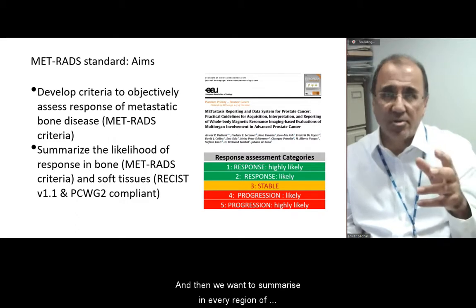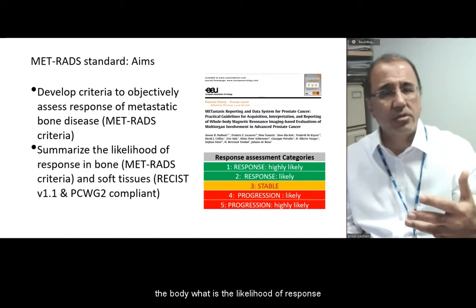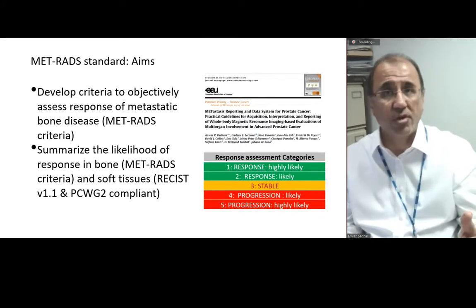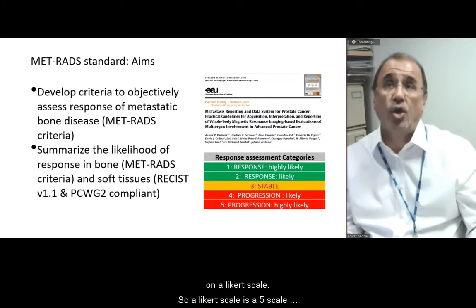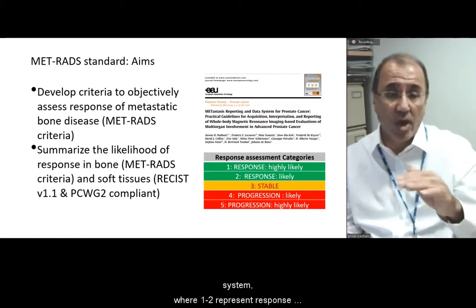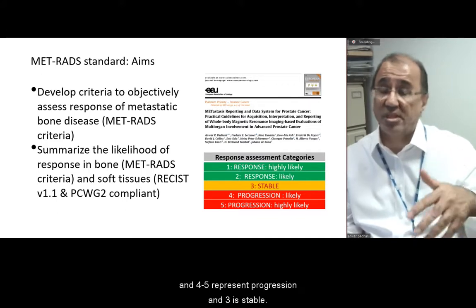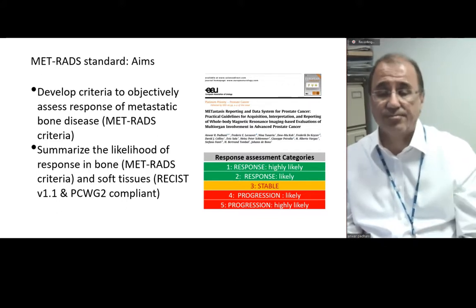And then we want to summarize in every region of the body what is the likelihood of response on a Likert scale. So a Likert scale is a 5-scale system where 1 and 2 represent response, 4 and 5 represent progression, and 3 is stable.